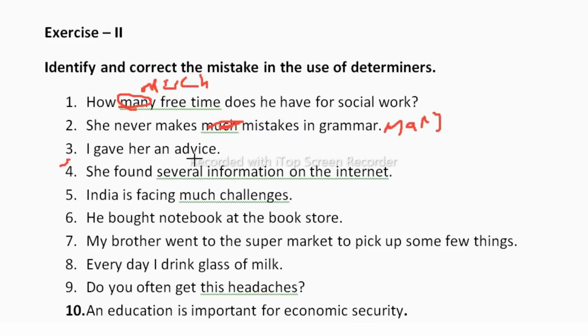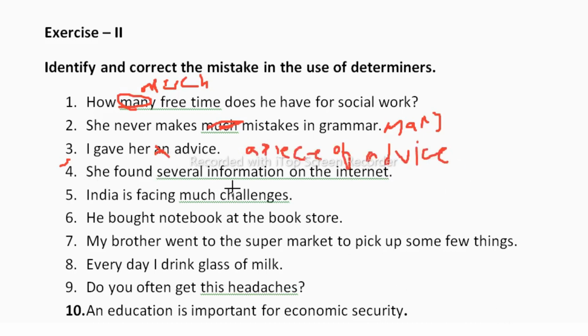I gave her an advice. So advice is an uncountable noun, so we cannot add articles before uncountable nouns, so we can write: I gave her a piece of advice. So "a piece of advice" you can say here.